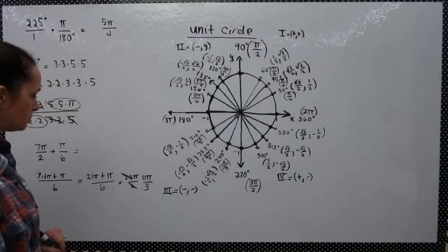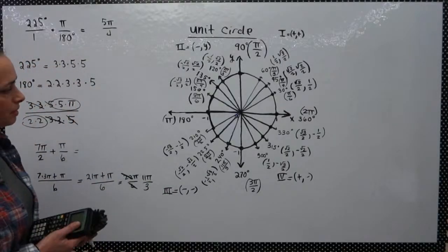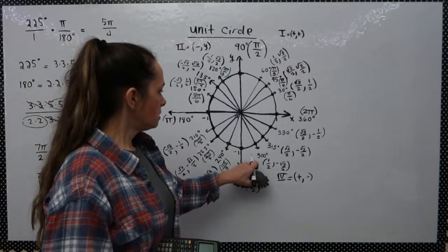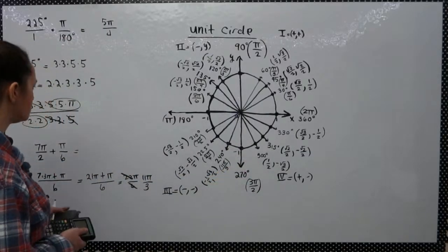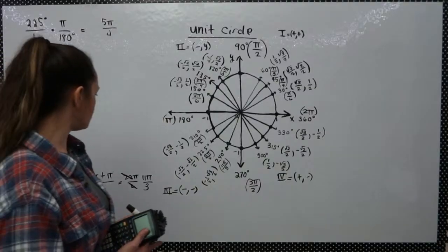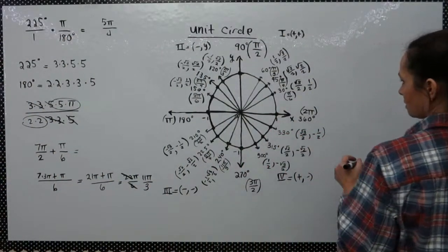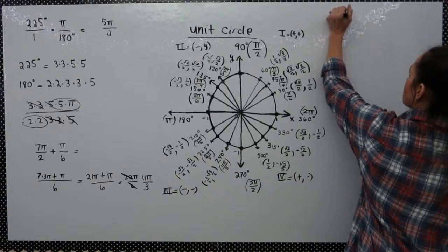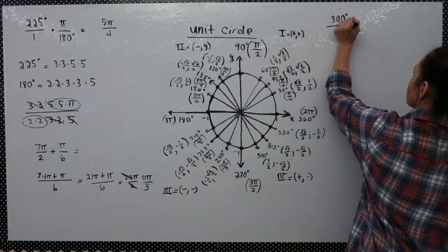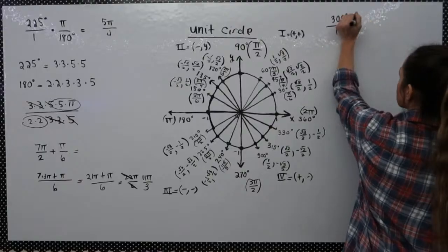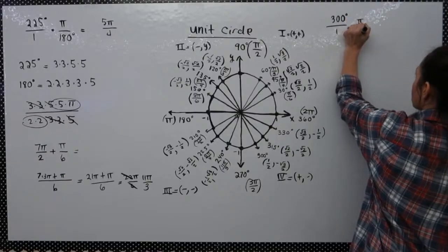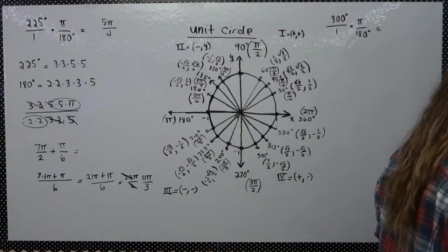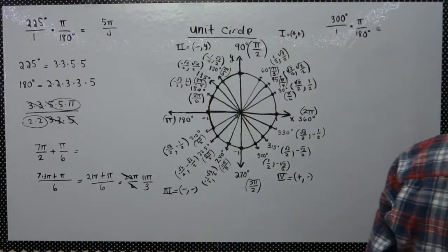3 pi over 2. But more importantly, we're going to go to 300 degrees. So I'll put them, I guess I could put them over here. 300 over 1 times pi over 180. So you can let me know which way you find easier.